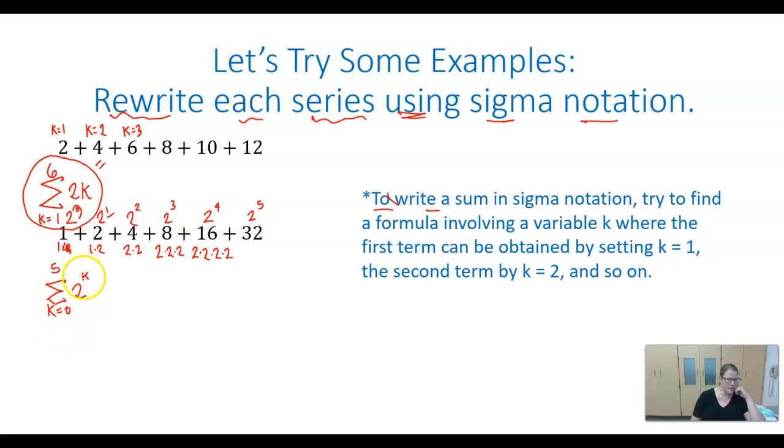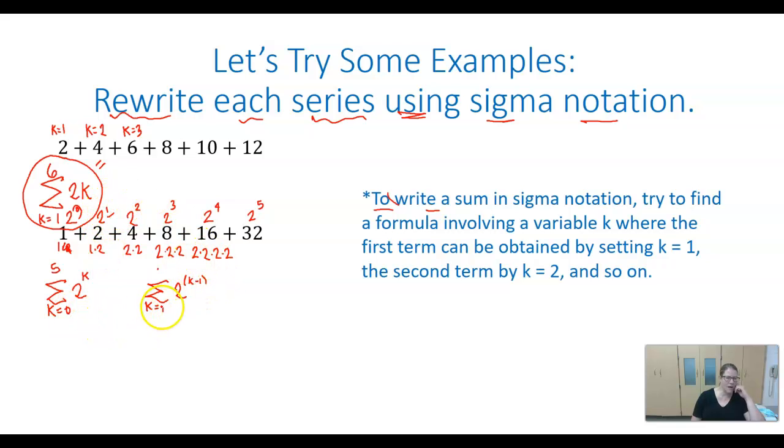Because the first one I would plug a 0 in, I would get a 1. Then I would plug in 1. 2 to the first power is 2. 2 squared is 4. So that works perfectly. If I did want to start my index at 1, I can still use this formula. A couple things I'd have to change. I would have to say that this is 2 to the k minus 1 power, so that when I plug in 1, I still get that 0 exponent to give me a 1. And when I plug in 2, because this is my second term, I would still get 2 to the first power, because 2 minus 1 is 1.